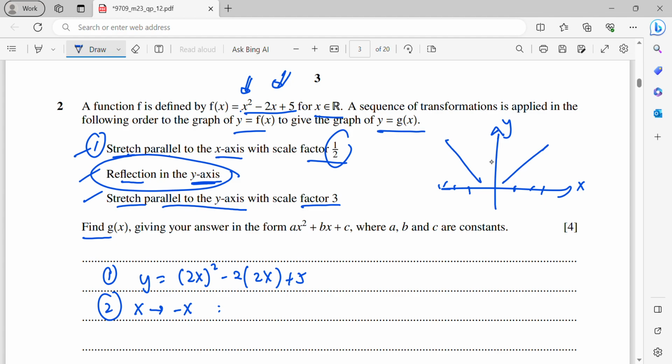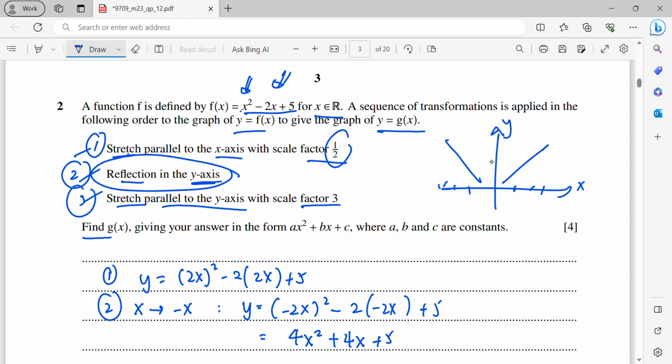So my y is (-2x)², because your x changed to negative x, then minus 2 of negative 2x. I will just directly write negative 2x, then plus 5. Now I do the expansion or simplification. The square of minus 2x will be 4x². Then minus 2 times minus 2x will be plus 4x, followed by plus 5. So this is the function after the second transformation.